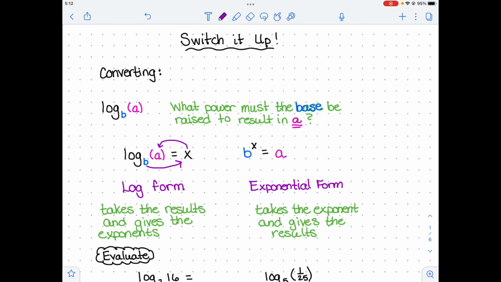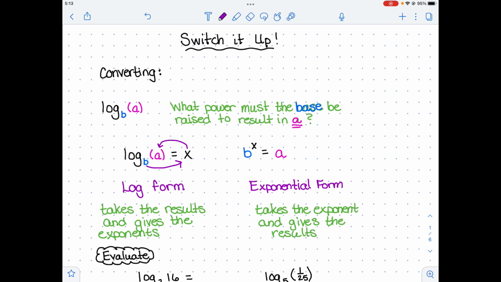We're going to start our lesson off with going back over some basic conversions for exponentials and logarithms. So remember when we're converting, log base b of a means what power must the base be raised to result in a. So for example, log base b of a equals x. We can do the round the world method and think b raised to the x gives us a. So the first form here is in log form, and then when we convert it, we're converting it to exponential.